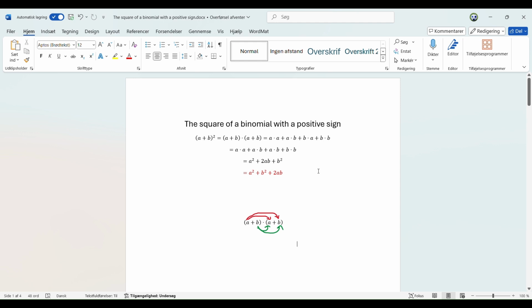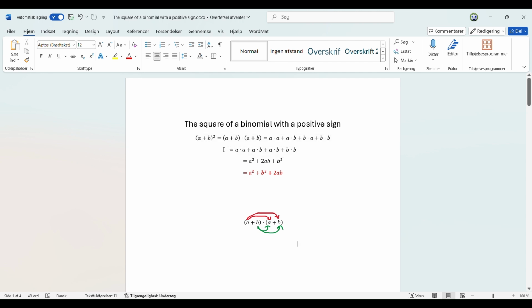My name is Tobias and today we're going to look at the square of a binomial with a positive sign. So we've got this sum inside of brackets and it's squared. And squared means that the brackets are multiplied by themselves. So (a + b) squared means that we just take the bracket and multiply it by itself.